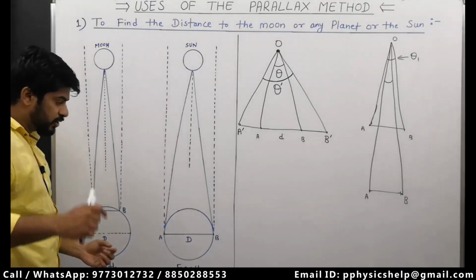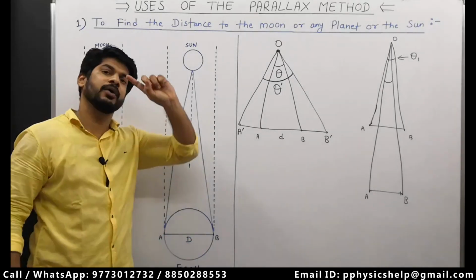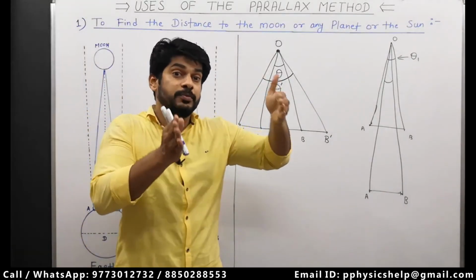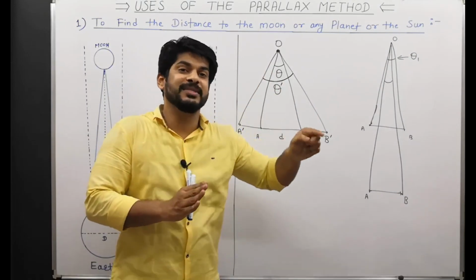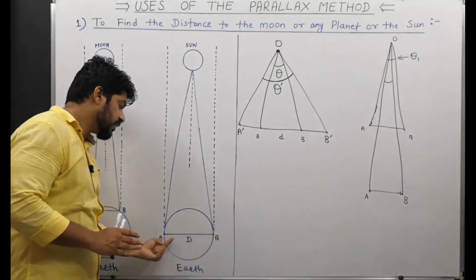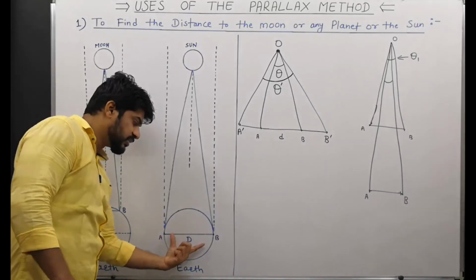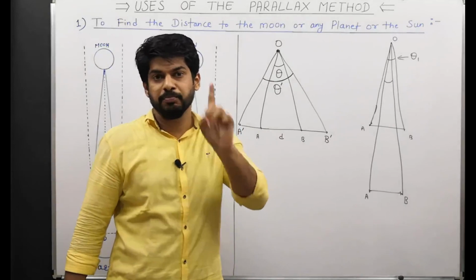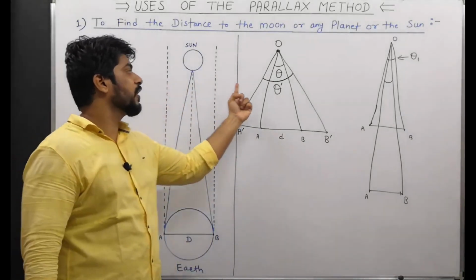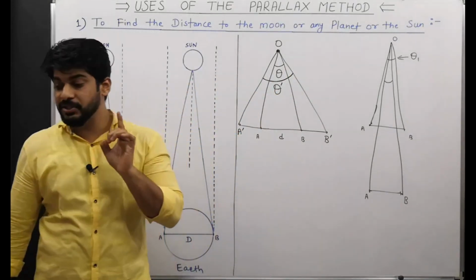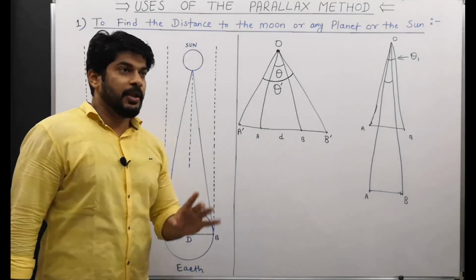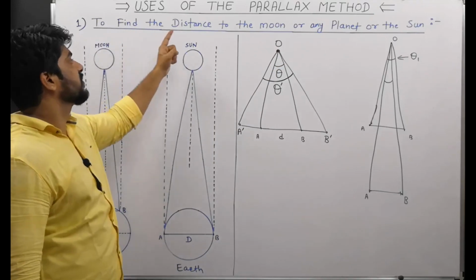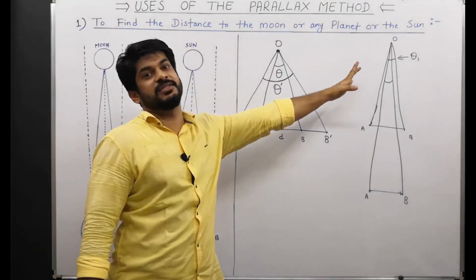One more thing, as I have already discussed in the previous videos, the distance between 2 points of observation is called the basis. Like here, A and B are the points of observation, so the distance between them is called the basis. Remember this, basis, and this angle is called the parallax angle. Remember these two terms. Now let's move on and see how exactly we find the distances.